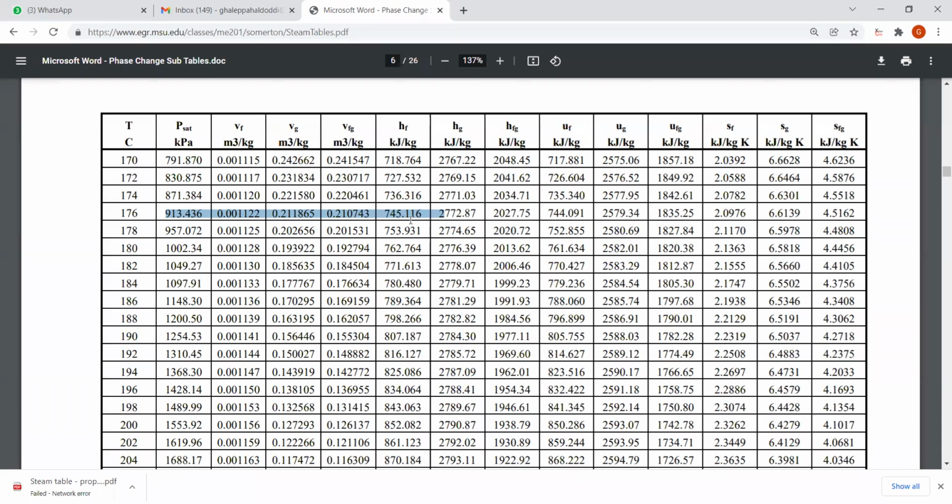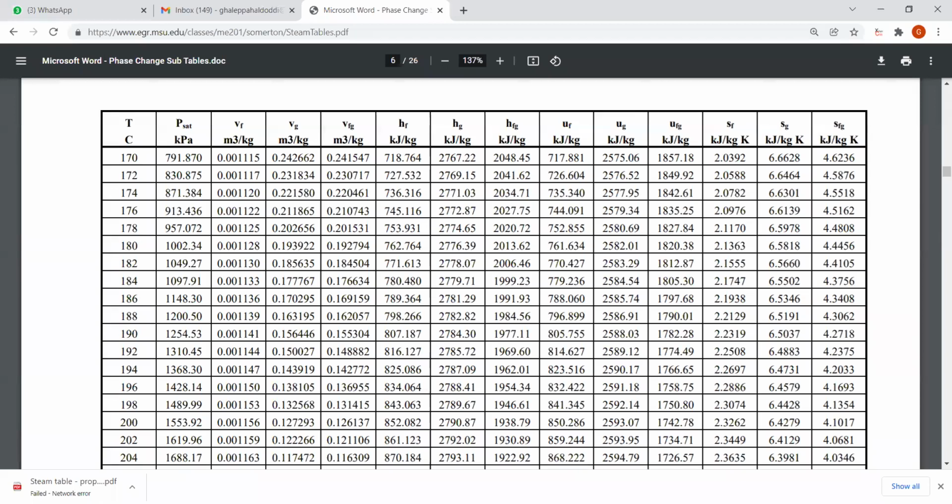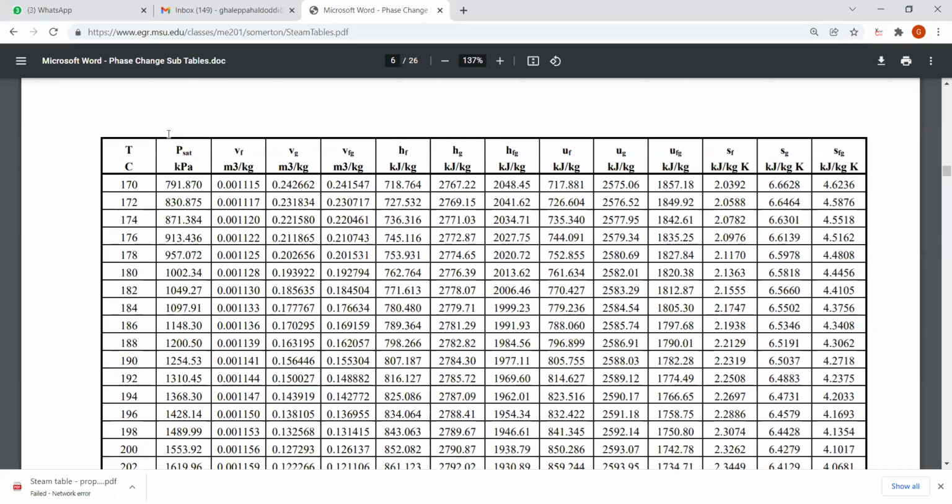745.116. Okay, I will write that value. And it is in terms of kilopascal. He has given in terms of kilopascal, so we have to convert into bar. Or if bar is given, we convert into kilopascal and substitute here. So HF1 is, I will write directly, 741.9 kilojoule per kg.